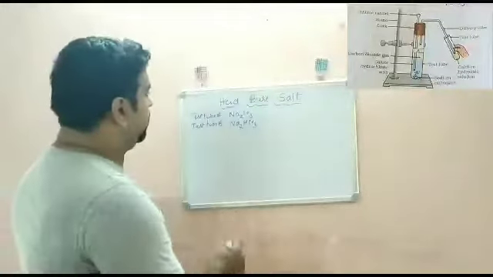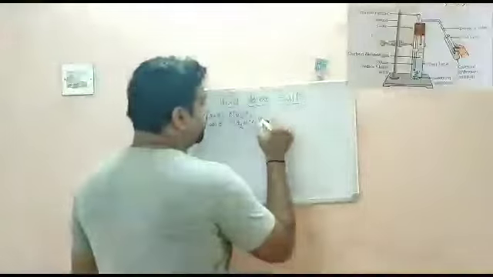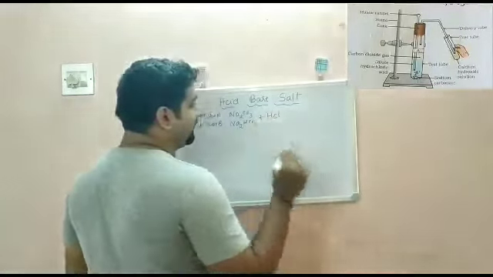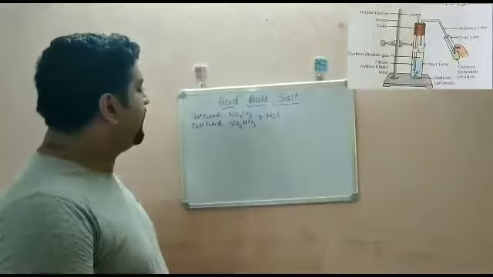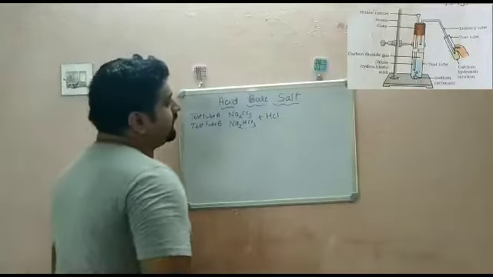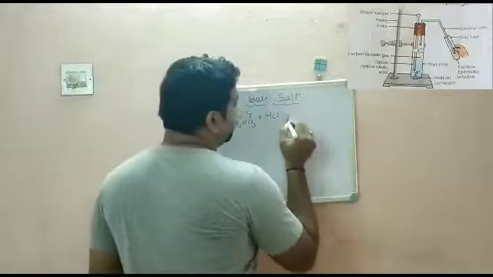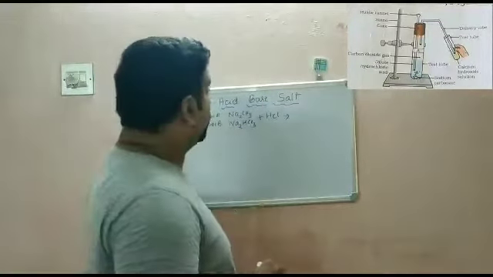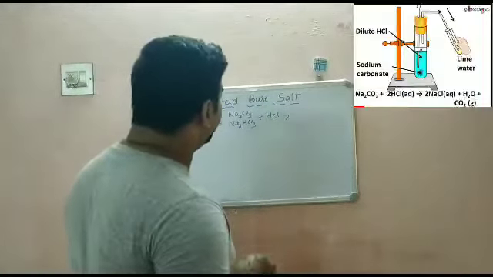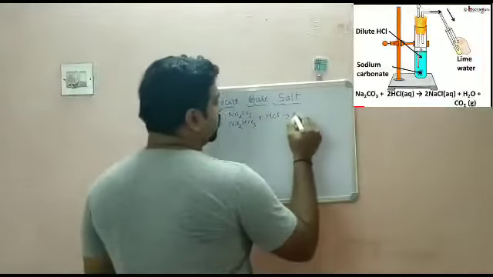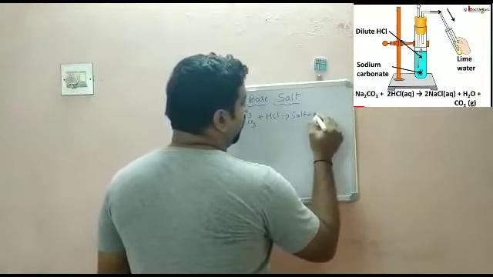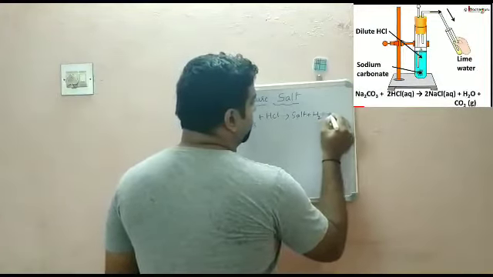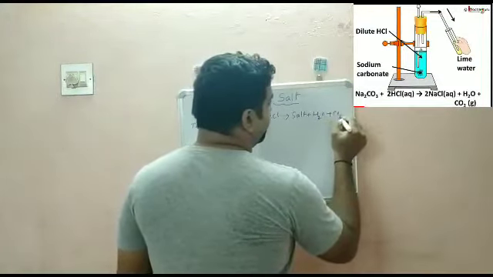For both these test tubes, I will add hydrochloric acid. So I will add hydrochloric acid, then the reaction will give me some results or products. The products are salt plus water plus carbon dioxide gas.